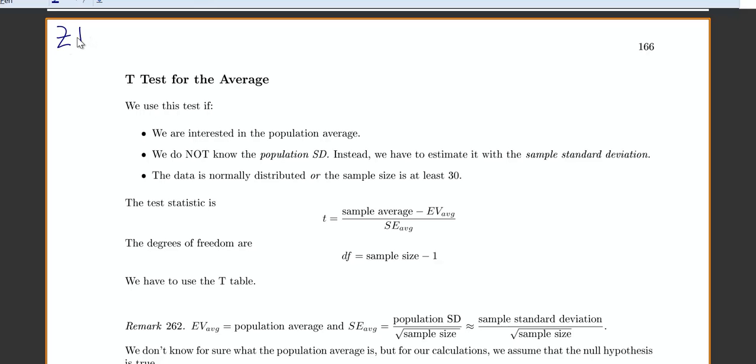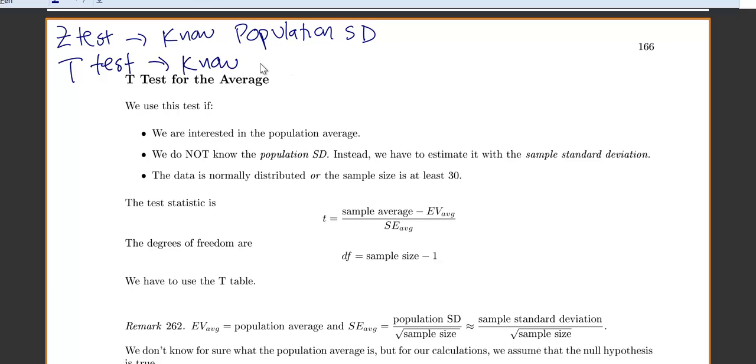Okay, so we learned about the z-test, and we use the z-test if we know the population standard deviation. We use the t-test if we know the sample standard deviation. Now, which one is going to come up more common in real life? Well, in real life, we don't know the population standard deviation very often. Sometimes there might be situations where we do, but usually we don't. So the t-test is actually much more common in real life.